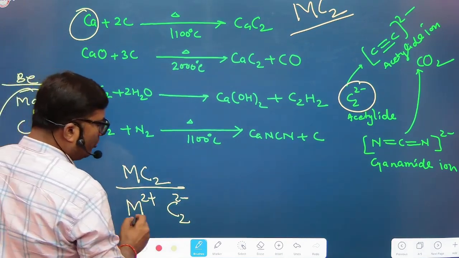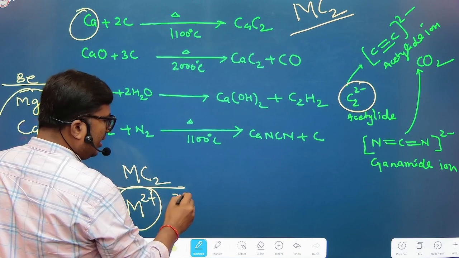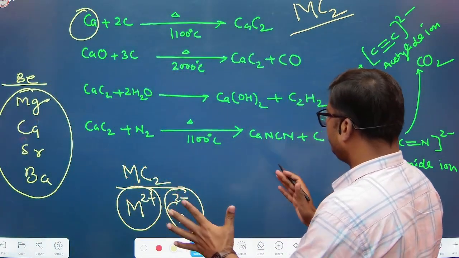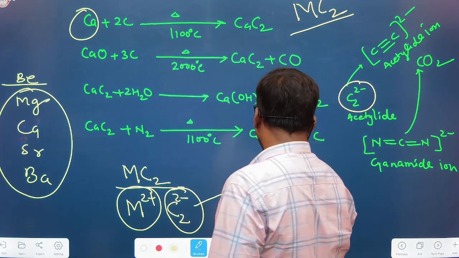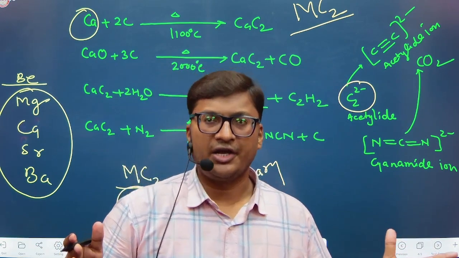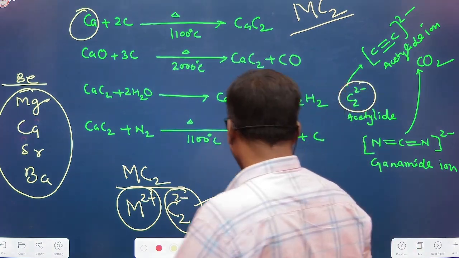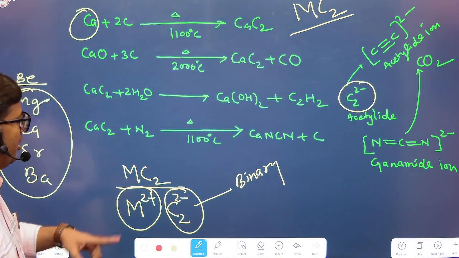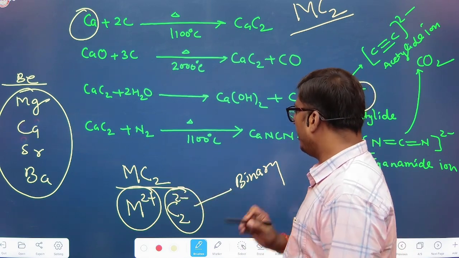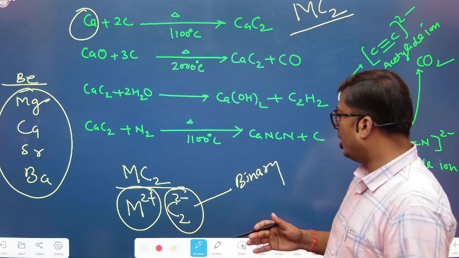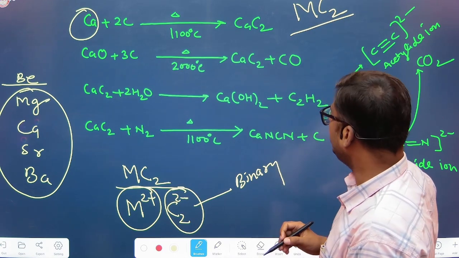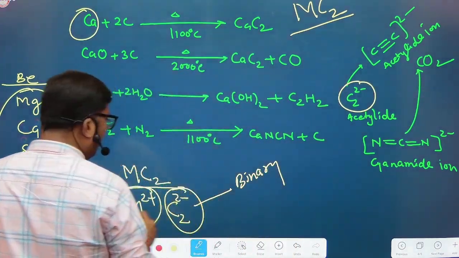So this is a binary compound, one center and another center. This is the combination of 2 species, so they are called binary compounds. And not only binary, it is a binary inorganic or ionic compound. Here what you observe is C2 2 minus. So 2 positive charges and 2 negative charges electrostatically attract each other to form such carbides, that is MC2.